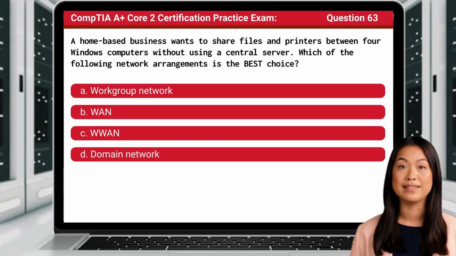Question 63. A home-based business wants to share files and printers between 4 Windows computers without using a central server. Which of the following network arrangements is the best choice?